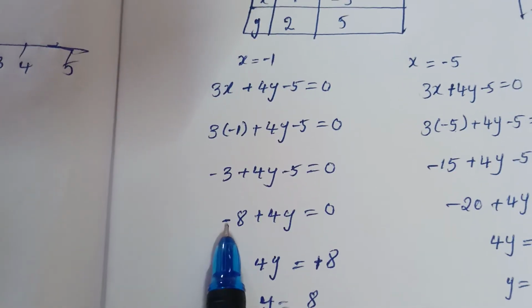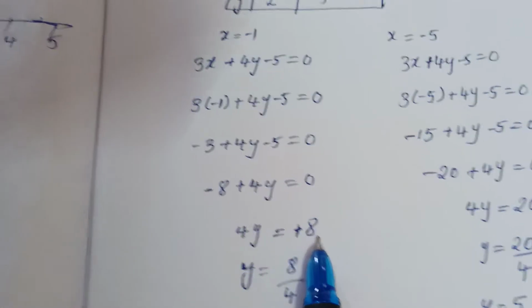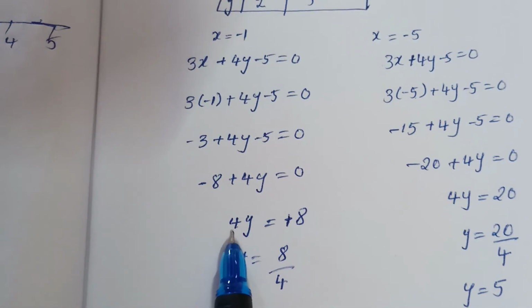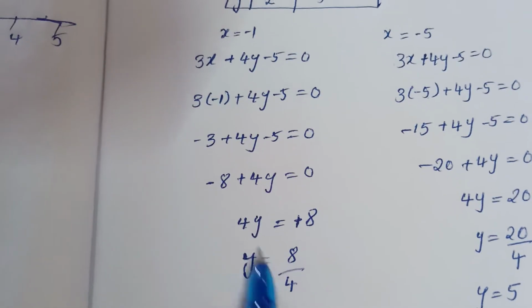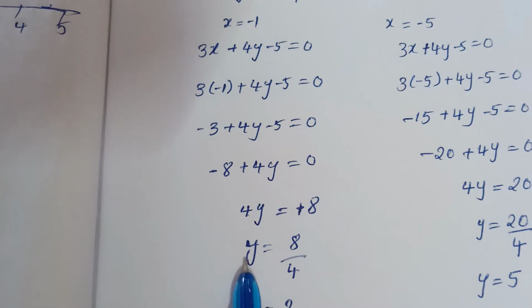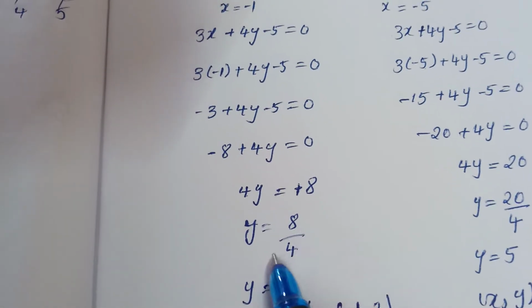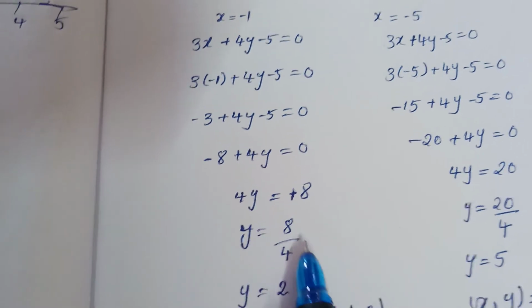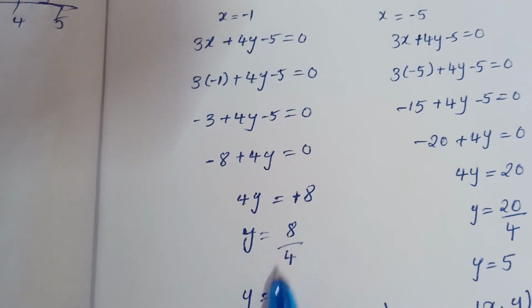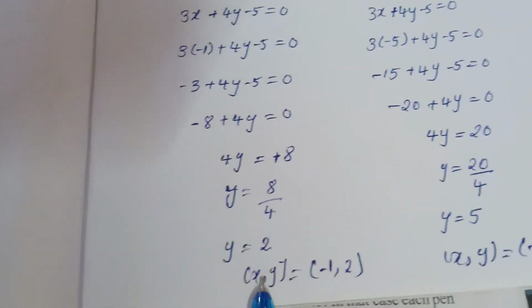Minus 8 goes to the RHS and becomes plus 8. The 4 is multiplying 4y, so it goes to the other side and divides the RHS. What do we get? y equals 8 by 4. 4 ones are 4, 4 twos are 8, so y equals 2. When we substitute minus 1, we get the y value as 2.